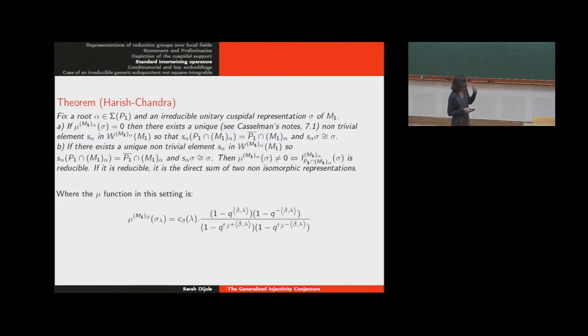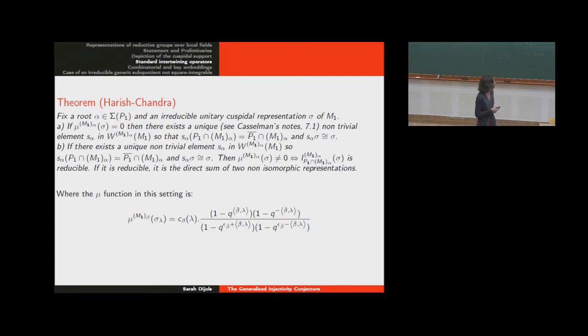This is a classical result of Harish-Chandra. In this talk, I will use particularly the first point. So if you are a root in Σ_σ, so Σ_P1 are just the positive roots. They are the roots in Σ(A_M1) which are positive for the parabolic P1. So suppose you are a root there, but you satisfy this condition, so that means you are in Σ_σ.